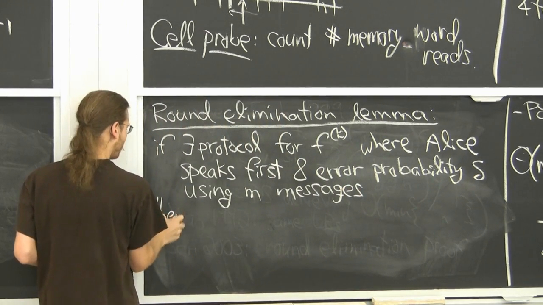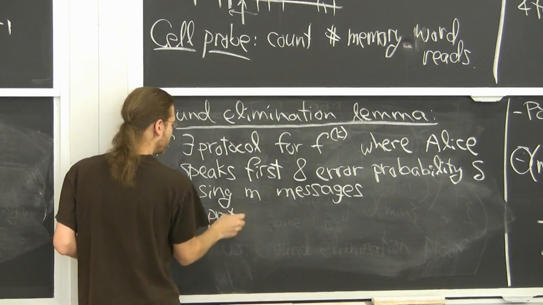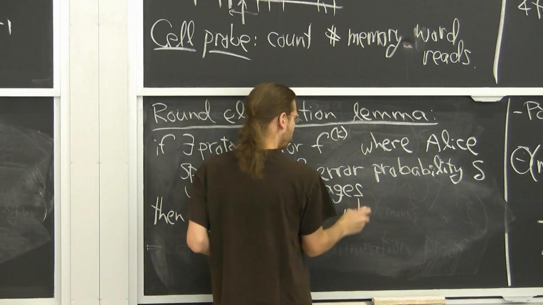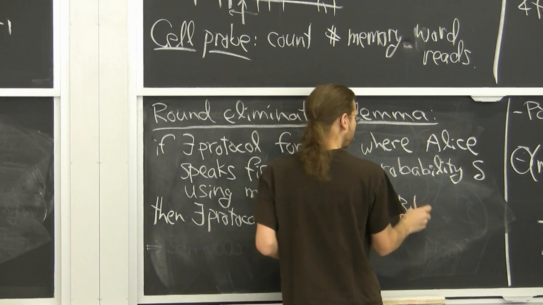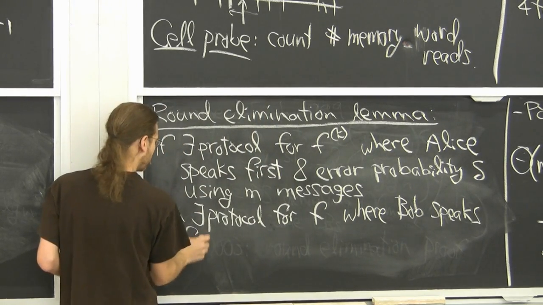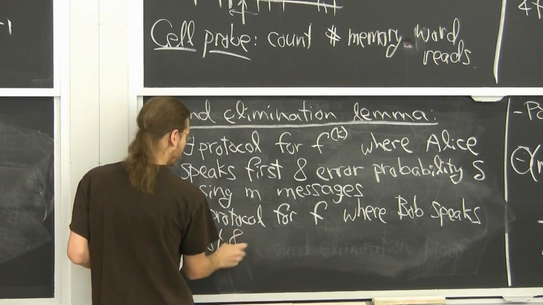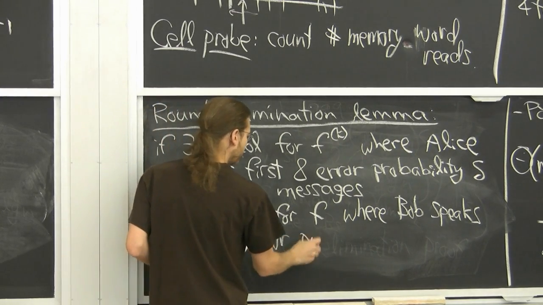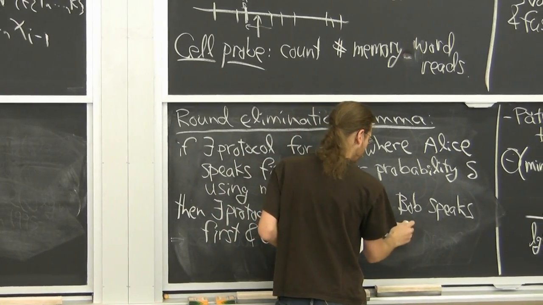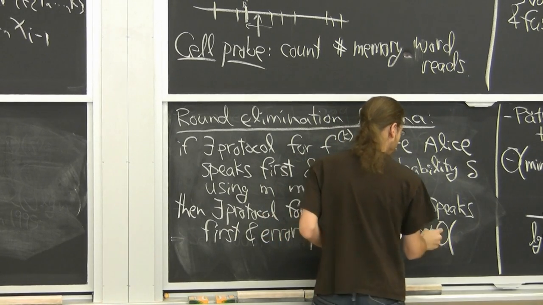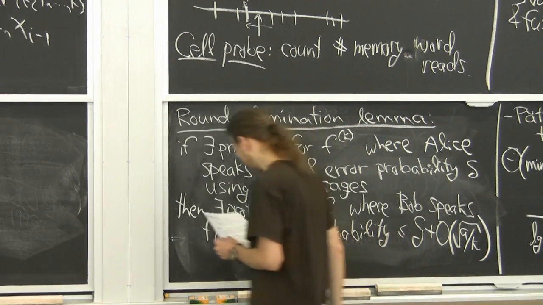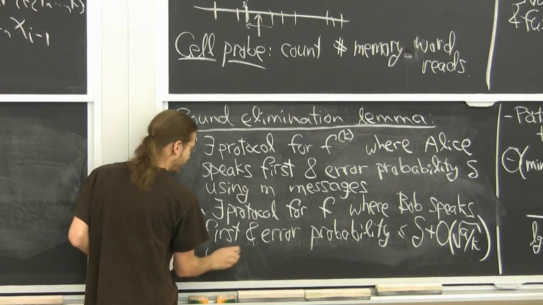Then there exists a protocol for f where Bob speaks first, the error probability goes up slightly, and it uses one fewer message.